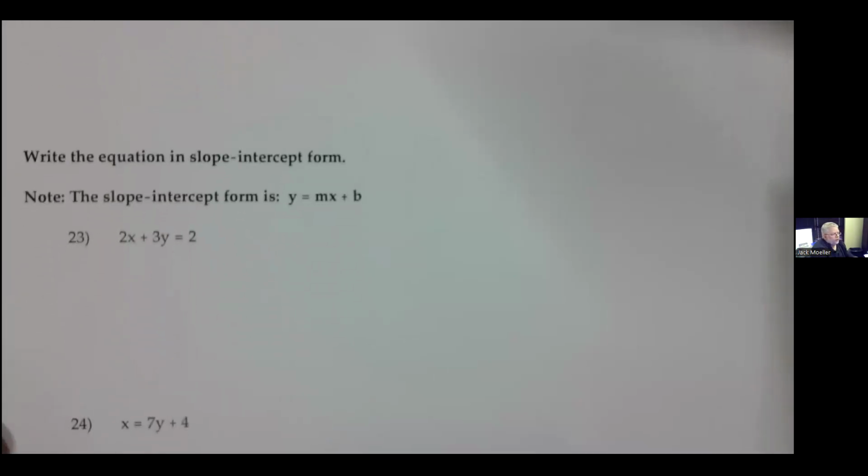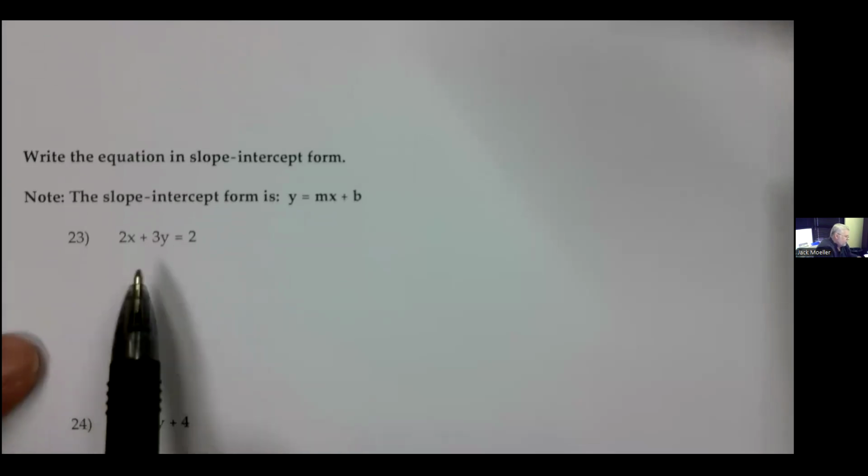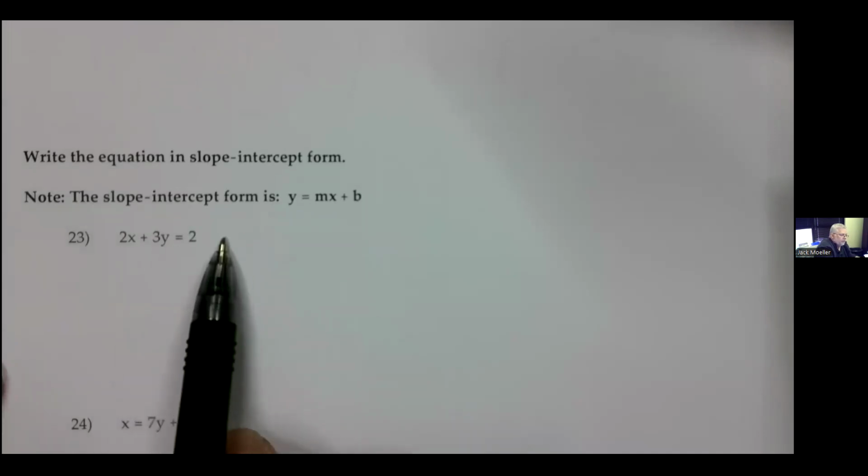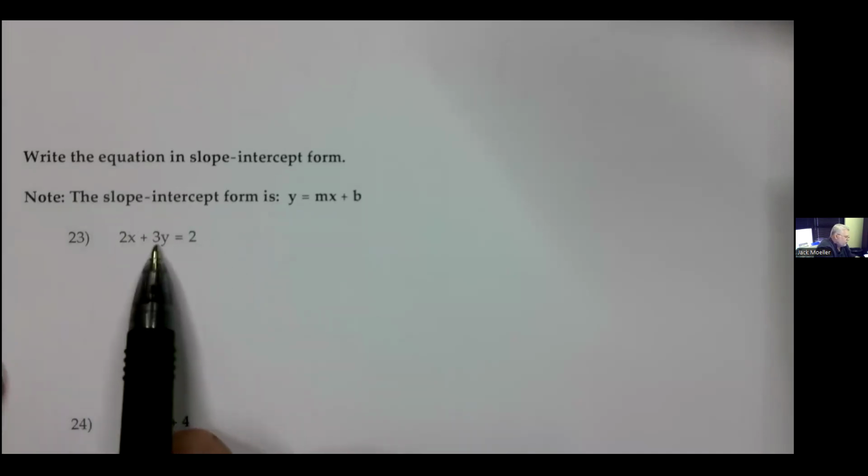So if you're looking at 23, if you're solving that for y equals, that means we need to get y by itself, everything else over to the other side. That means the 2x has to move and the 3 has to move. And that's 3 times y, so that's going to be dividing by 3. So again, that's the last thing.